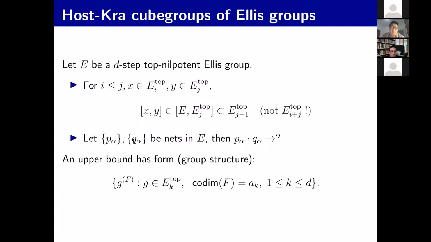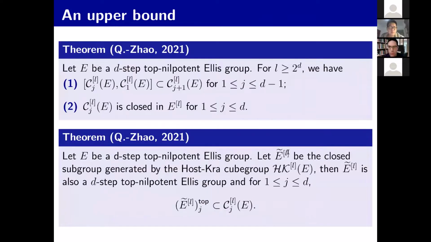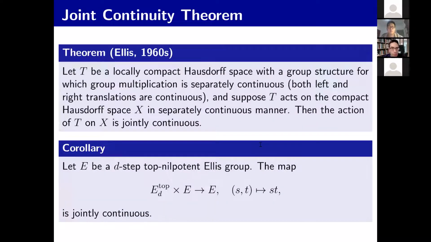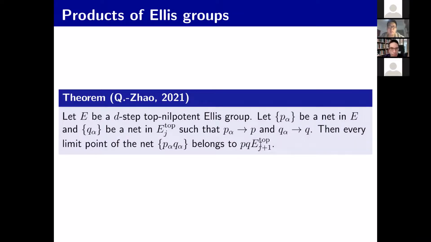As we said, for general nets, we can't control the limit, but if the Q alpha is good enough, for example, if Q alpha is included in the center of the group E, then we can compute this limit. We show that actually the product of P alpha and Q alpha converges to the product of P and Q. So with this result, we can show the following result.